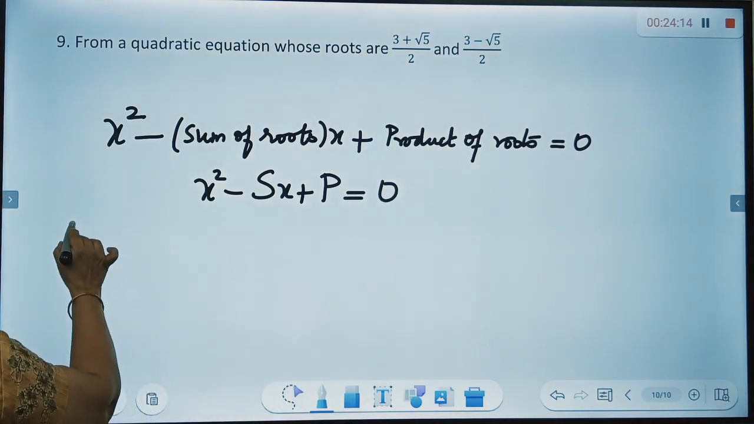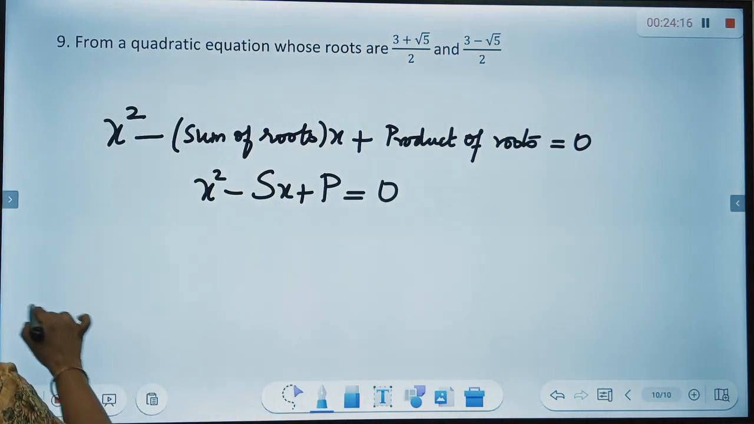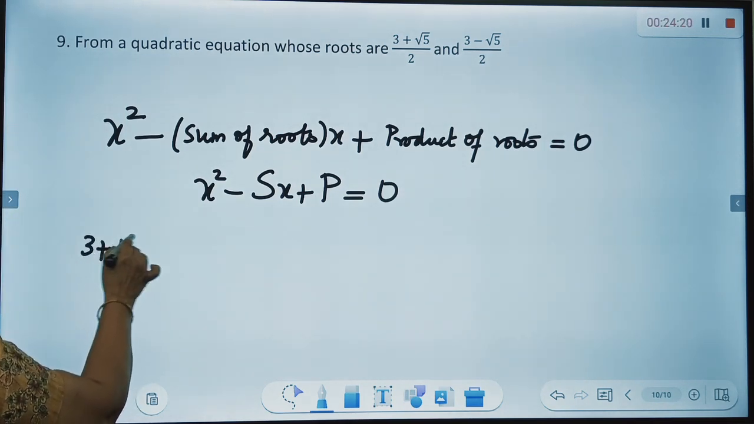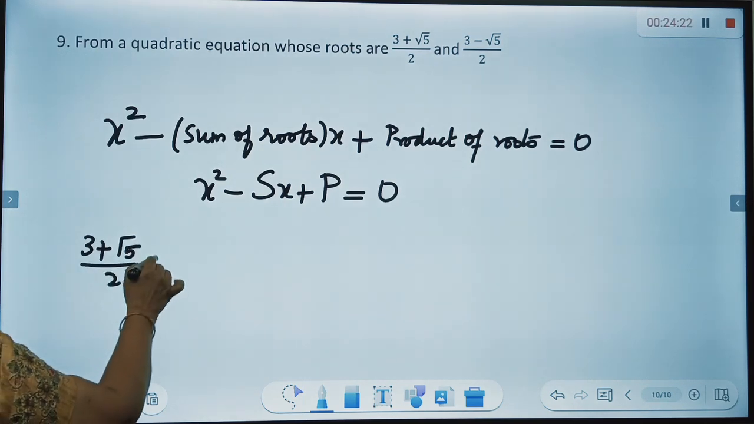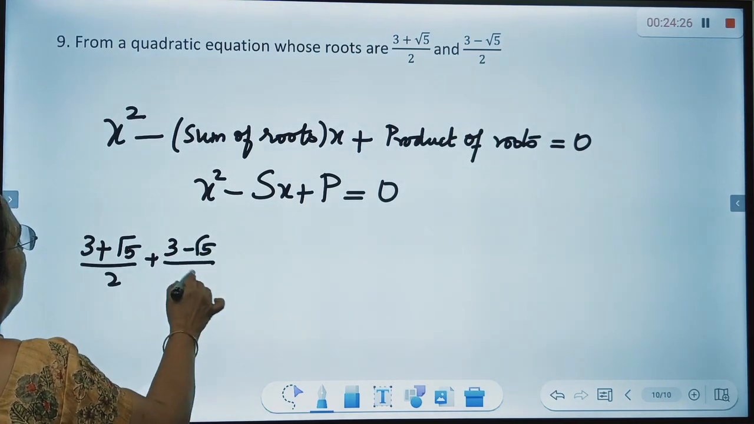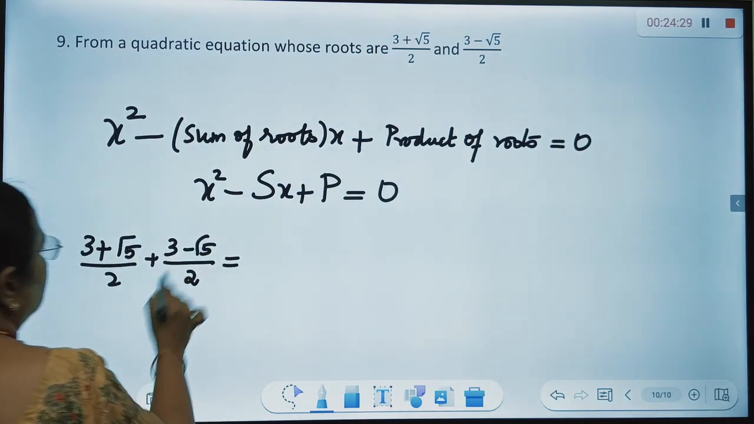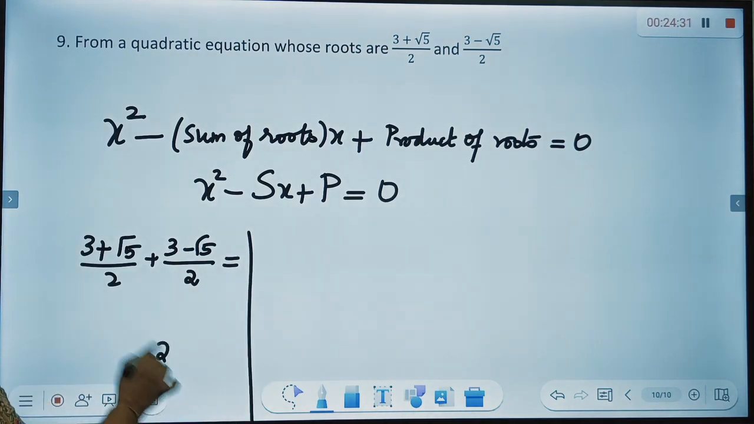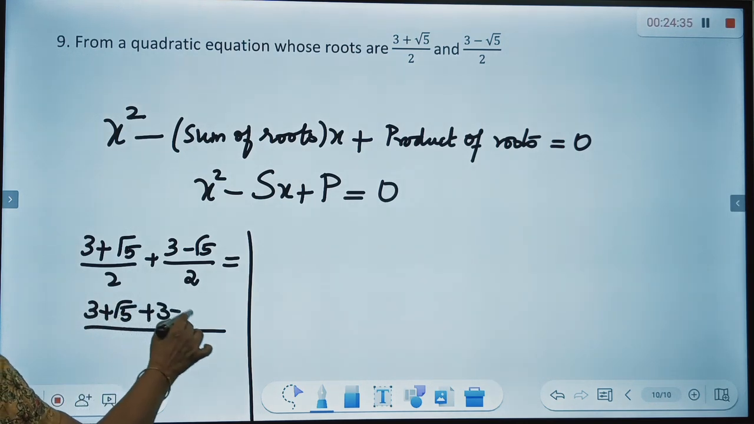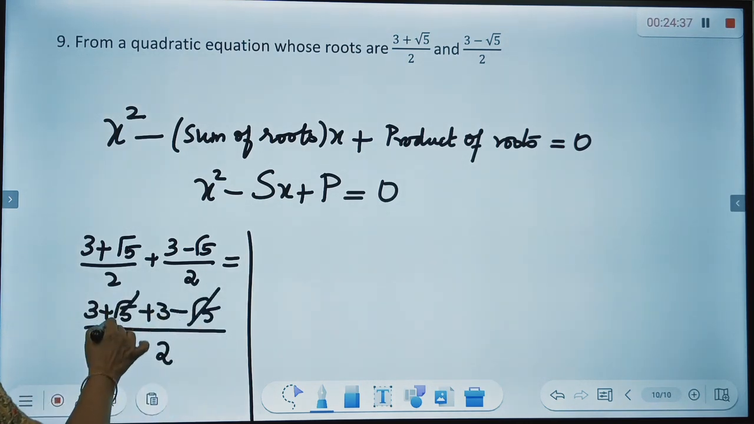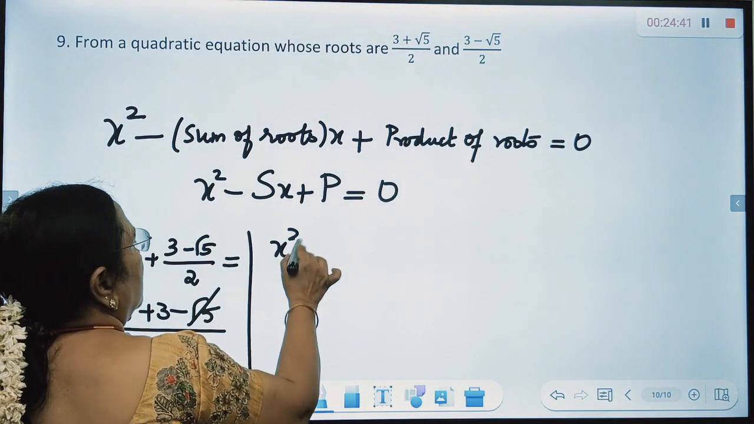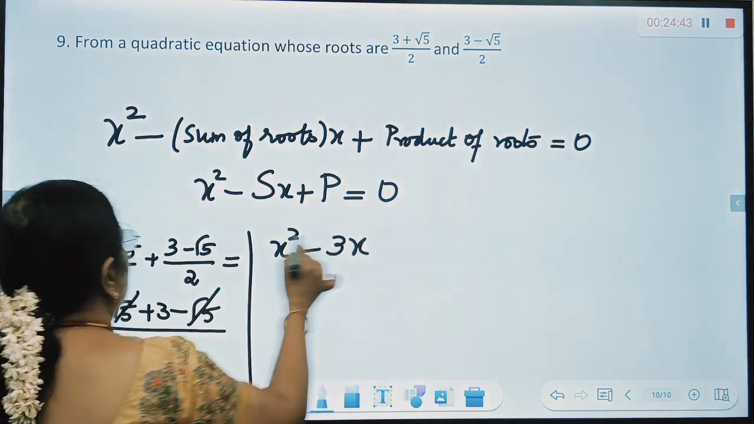Now what are the roots? 3 plus root 5 by 2 and 3 minus root 5 by 2. So 3 plus root 5 by 2 plus 3 minus root 5 by 2. Sum of the roots will be what? 3 plus root 5 plus 3 minus root 5. So root 5 gets cancelled, 6 by 2, which is 3. So x square minus 3x. This is the sum.